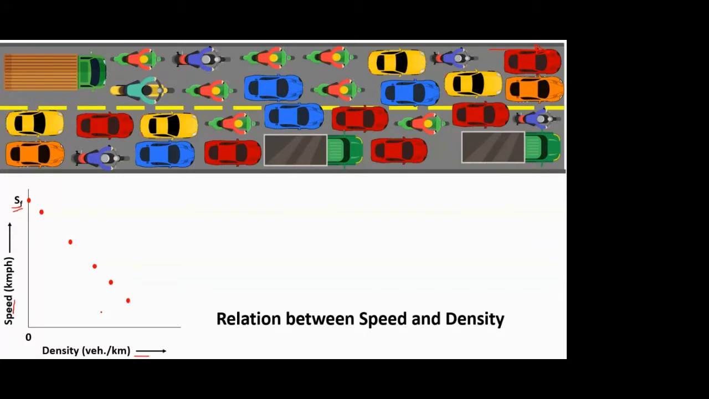You can see the whole road is occupied by vehicles, and now there is no chance for any vehicle to move. In this case, the traffic has come to a standstill. For this condition, if I plot that point on my x and y axis, it will be here, at the very end, on the x axis. The density will be maximum in this case, that is, number of vehicles per kilometer.